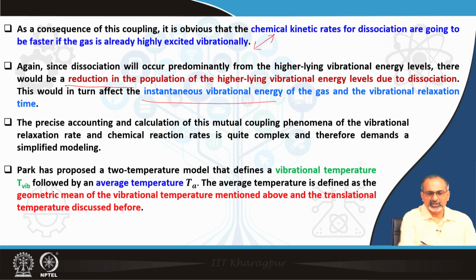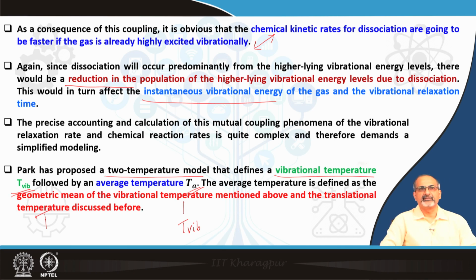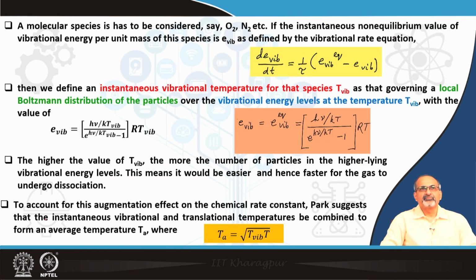So, Park proposed a two temperature model that defines a vibrational temperature T vibe followed by an average temperature T A. The average temperature is defined as the geometric mean of the vibrational temperature, that is T vibe mentioned above, and the translational temperature, which we indicate as T. Let us proceed with the discussion.